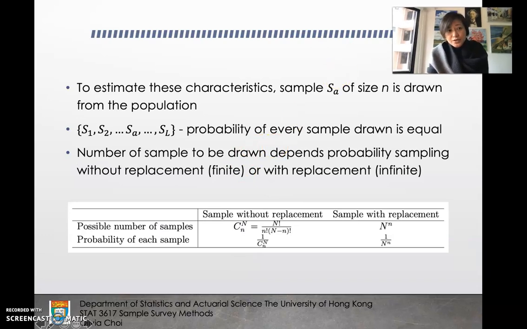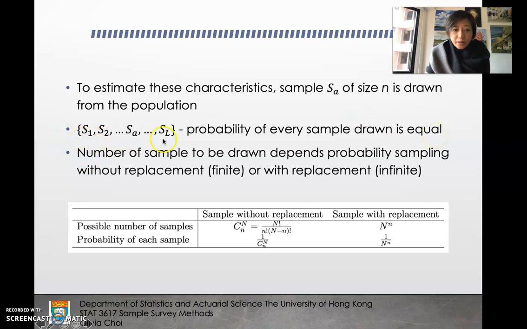Since we are not going to ask everybody in the entire population, that's why we do a sample survey. So we want to estimate those characteristics from a sample. Assuming we collect a sample, let's say S_A, of size n from the population. We can determine the size of the sample we want to collect. If size n is relatively smaller than the population size, then there would be a number of different samples that we can collect, and each sample has the same probability of being selected for our survey.